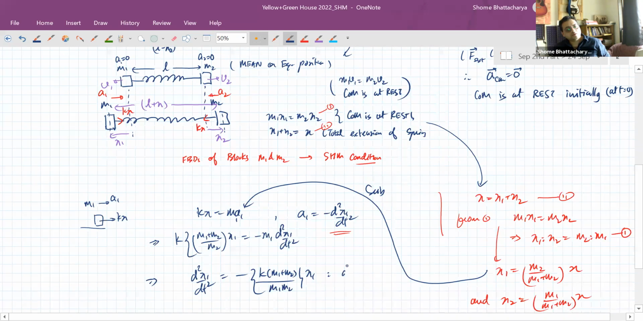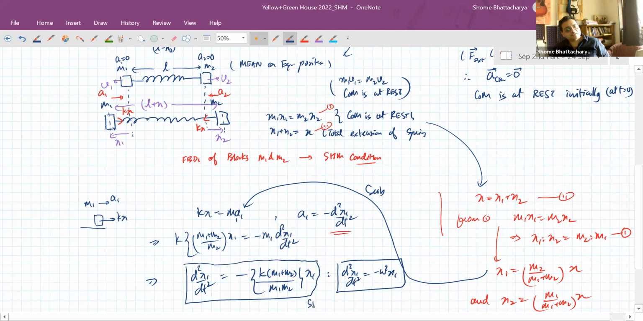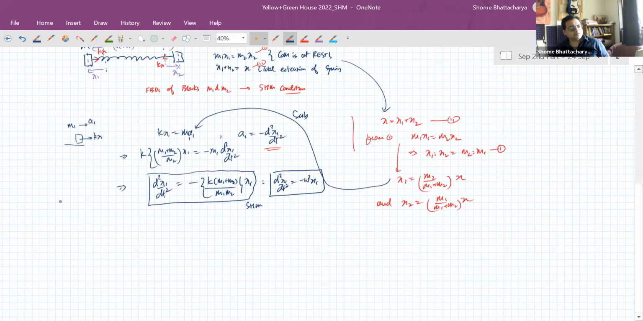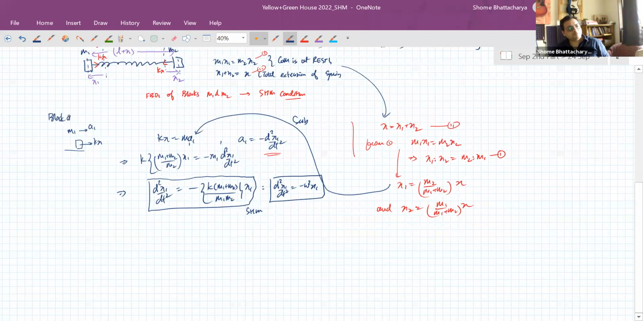into x1, or d2x1 by dt square is minus of omega square x1, which is showing you that this is the SHM condition. Or like that we'll find for the second block also. Okay, so this is the SHM, with omega square for this block's SHM. So this shows that block M1 performs SHM with omega equal to square root of k into (M1 plus M2) upon M1 M2. So time period equal to 2 pi under root.